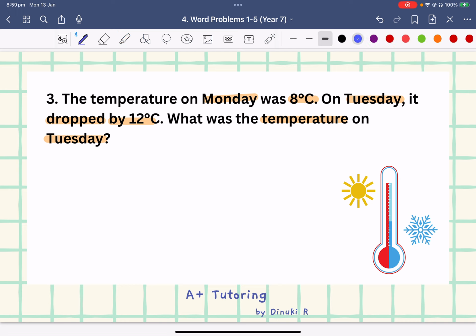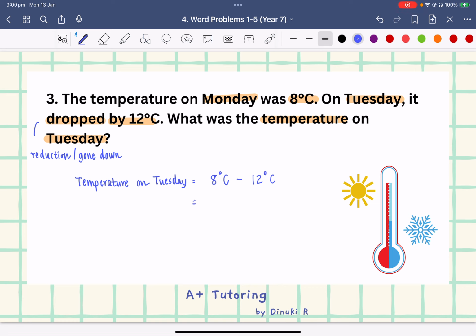Okay, Monday we know that it was 8 degrees. Tuesday, we don't know the temperature, we just know that it dropped by 12 compared to Monday, right? When we see the word dropped, we know that's a reduction, or the temperature's gone down. So to figure out the temperature on Tuesday, we know it's the temperature on Monday, which is 8 degrees Celsius, take away 12 degrees Celsius, right?